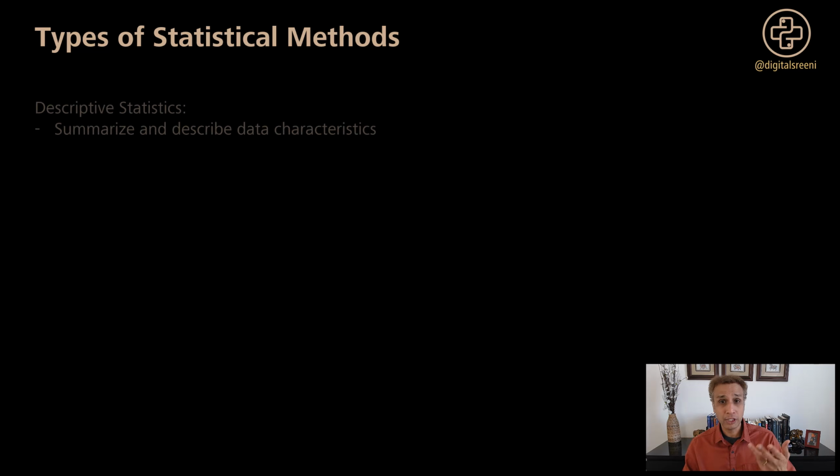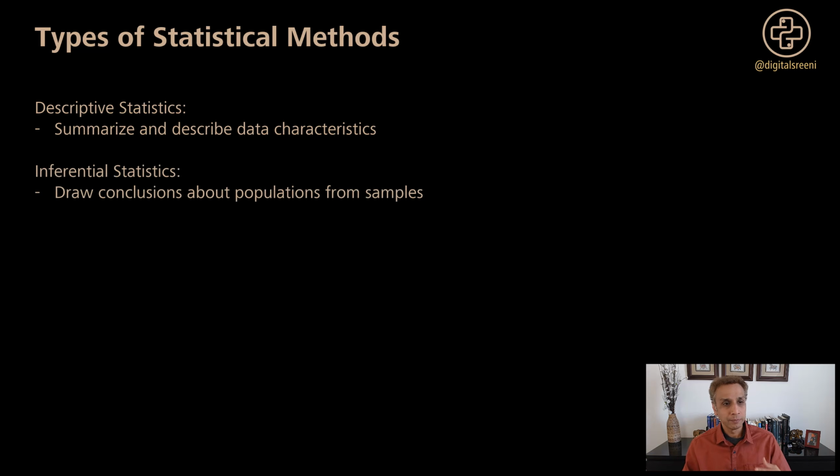Basically, descriptive statistics is something that you probably hear all the time. As the name suggests, it summarizes and describes data characteristics. Well, what does that mean? For example, a teacher calculates the average test score of her class to summarize the overall performance, right? So what is the average? So it's descriptive statistics.